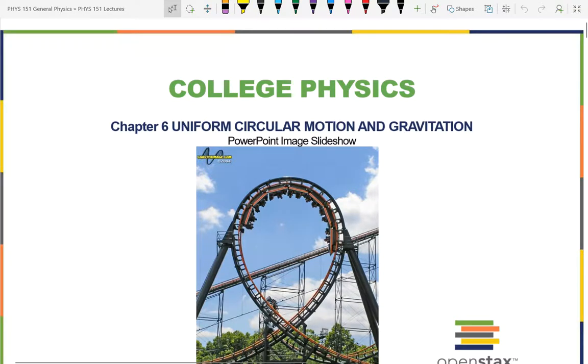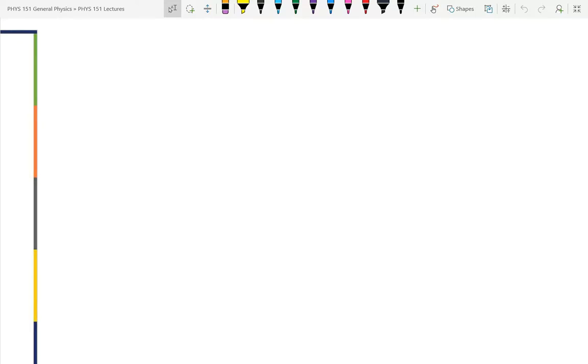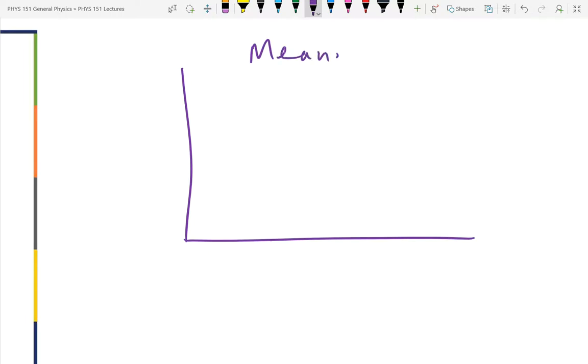So with the graphs, I emphasized yesterday that your graph needs to have a meaningful title, right? Not acceleration versus mass, right? Anyone could read that.